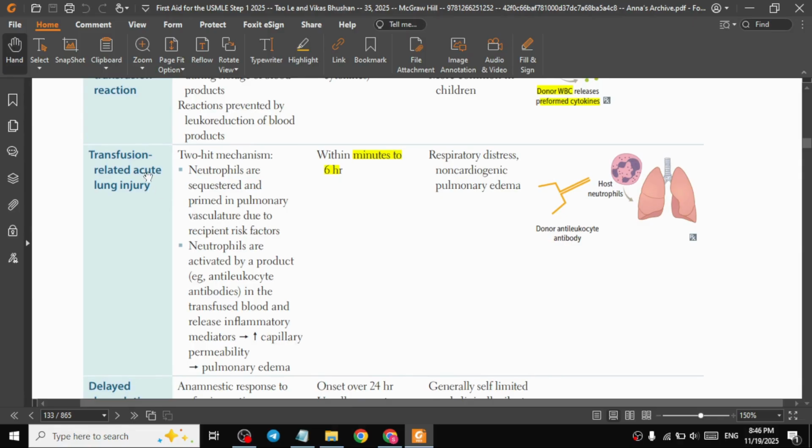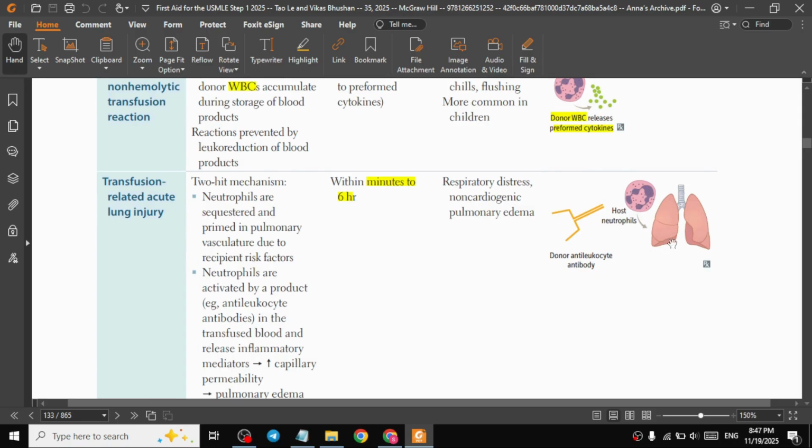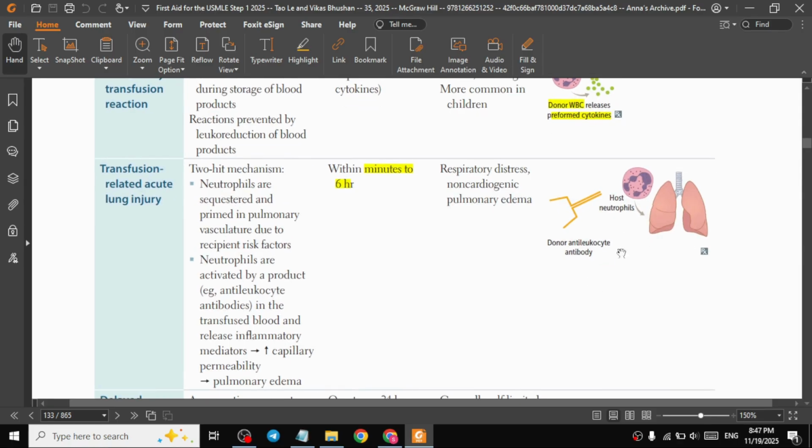First one is TRALI. Now, understand what TRALI is doing. You have the neutrophils that are in the recipient, right? They've basically become activated. Okay. Now, once they're activated, instead of just releasing some cytokines, they're actually going and destroying parts of the lung and alveoli. Okay. They're making them more permeable, right? So you end up having pulmonary edema and lung injury because you've had a transfusion.